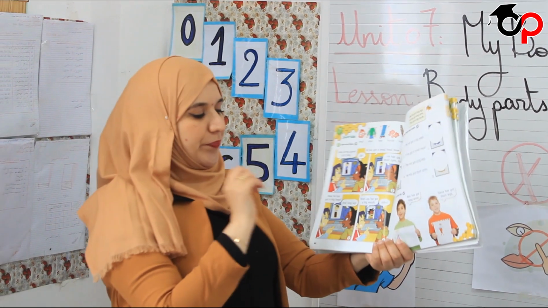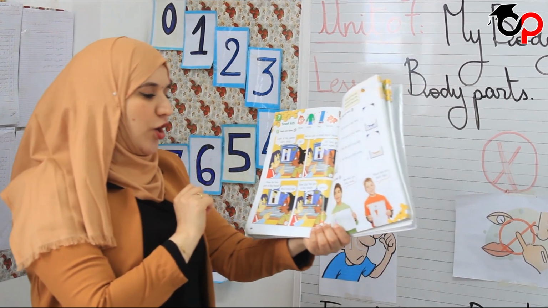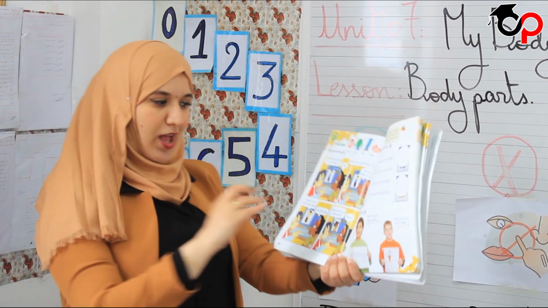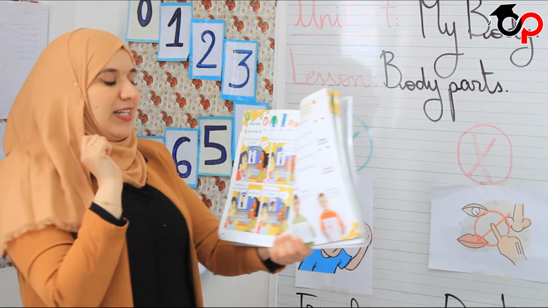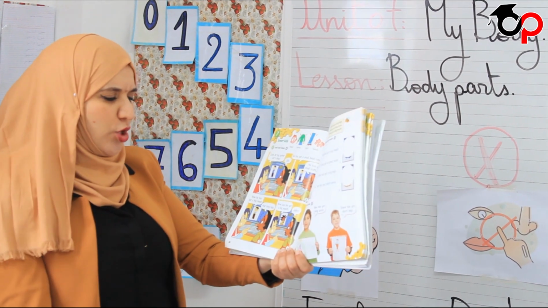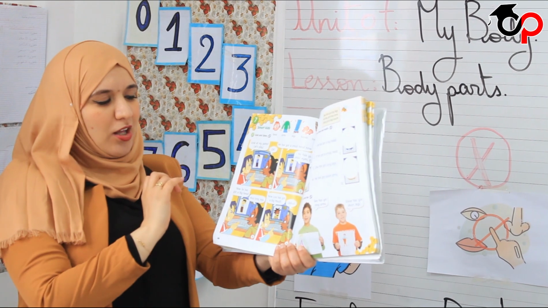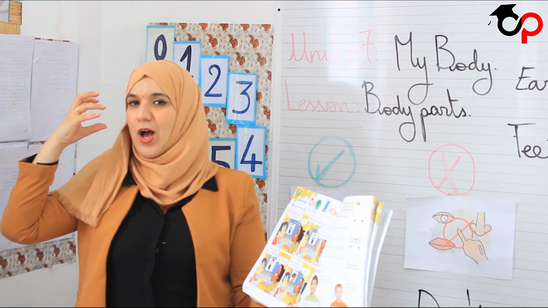Picture number four. John said, now Lisa has got a big mouth. Lisa got angry. She said, oh, John, because John made her picture with a big mouth.